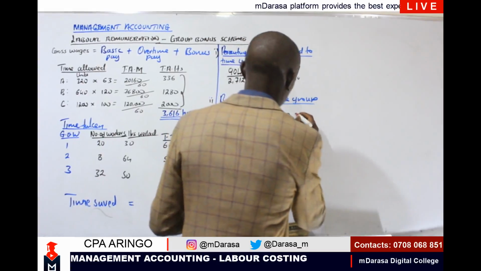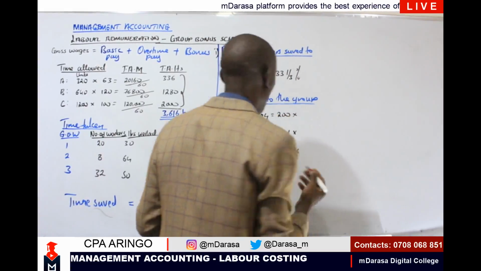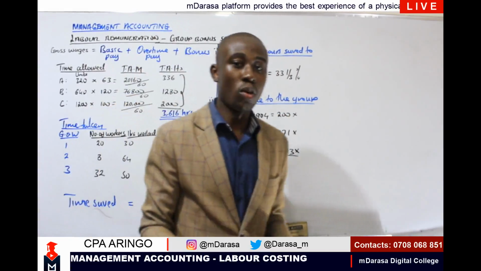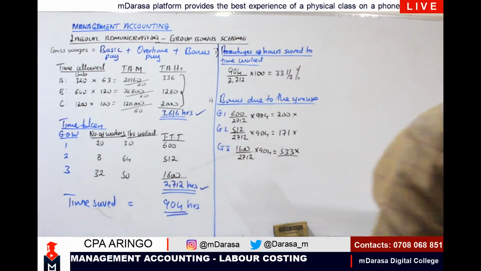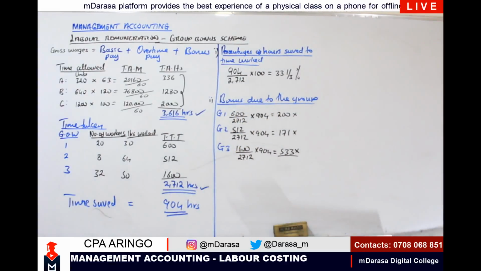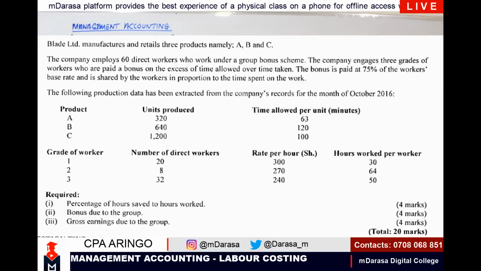Now, what were we being paid? What were we told in relation to the bonus, my good students? How are we paying this bonus? I share the question again. Look at this case, where we are told the bonus is paid at 75% of the workers' base rate and is shared by the workers in proportion to the time spent. So I'm going to pay this bonus at 75% of the rate, right?